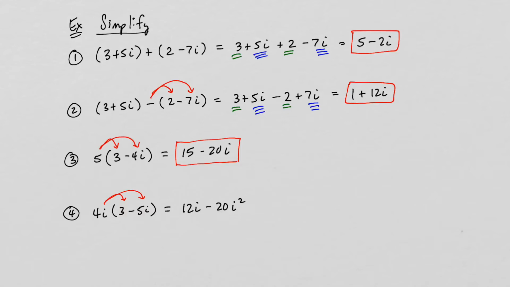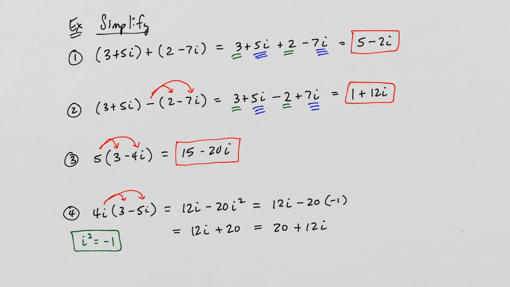Now, this answer is correct, but it's not simplified. Remember, we should never have i squared in our answer, because i squared from the beginning definition we know is negative 1. And so this is really 12i minus 20 times negative 1, which is 12i plus 20. And then one last thing, when you write a complex number in standard form, the real part should go first, and the imaginary part needs to go second. So this is our final answer here.